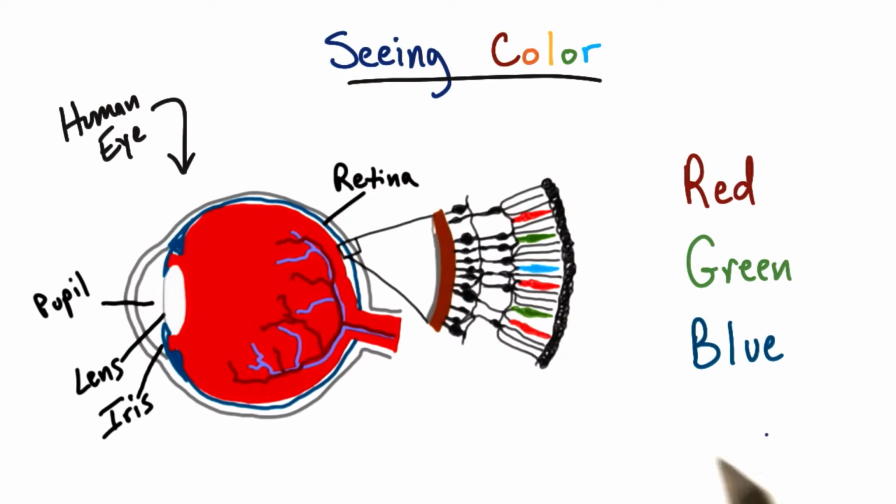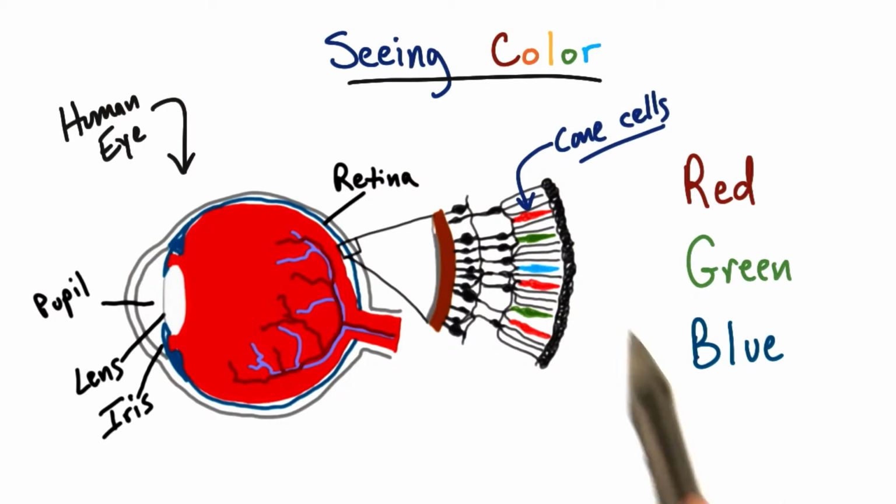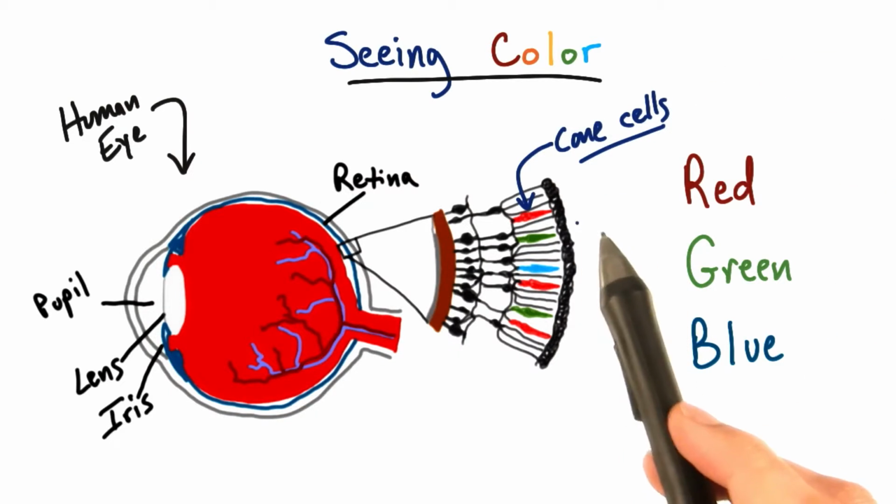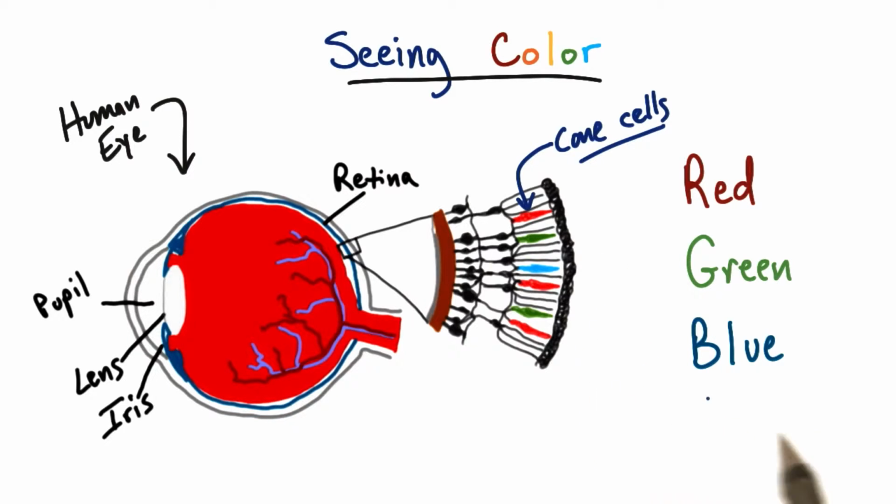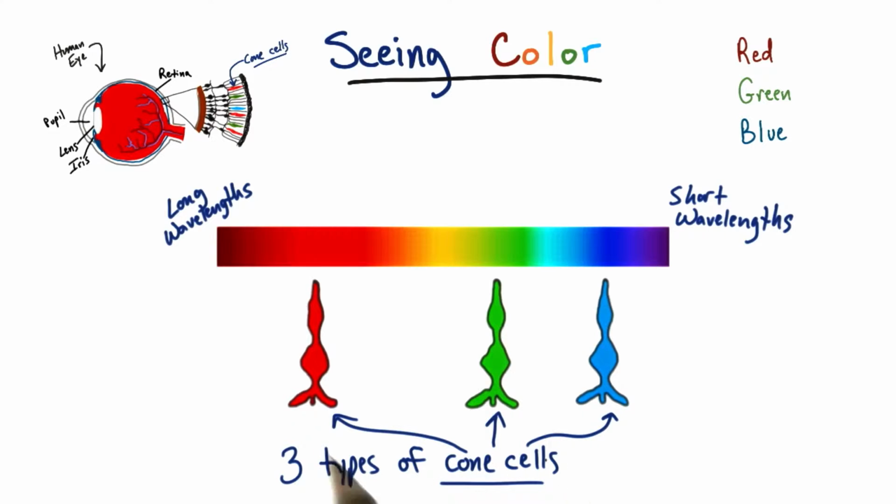There's a special type of cell here in the back of the retina that's able to detect these three different colors, and it's called a cone cell. And there are three different kinds of cone cells that can recognize each of the different colors. Now, these three different types of cone cells can each detect a certain wavelength of light.